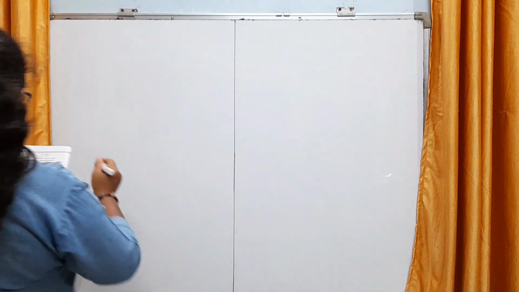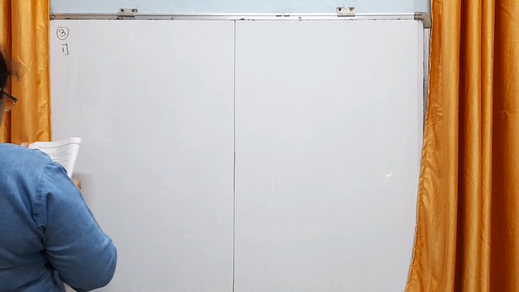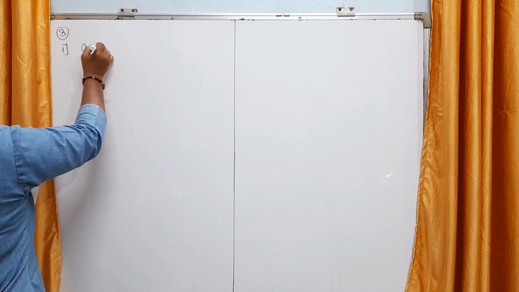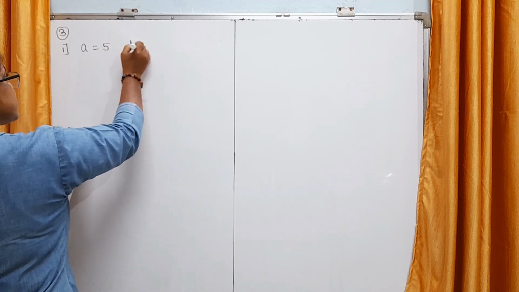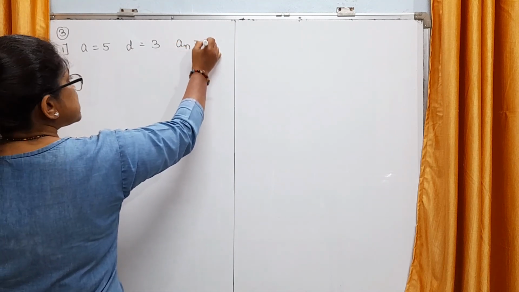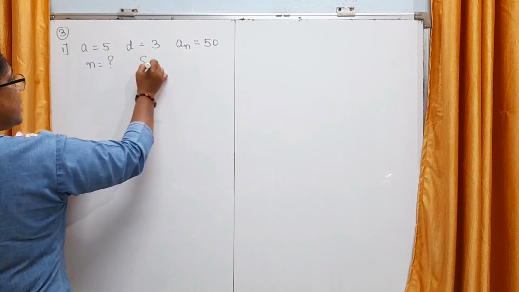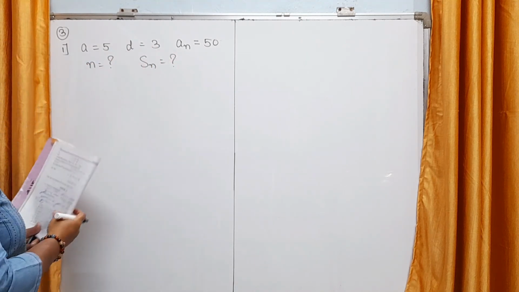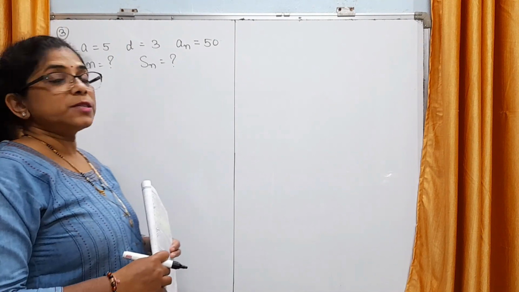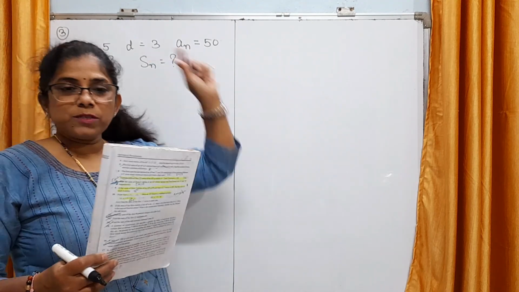Now, first sum of Roman number 3. Here, A is equal to 5, D is equal to 3, AN is equal to 50, and here we have to find N and Sn. First term is 5, common difference is 3, nth term is 50, we have to find the number of terms and sum of those n number of terms.